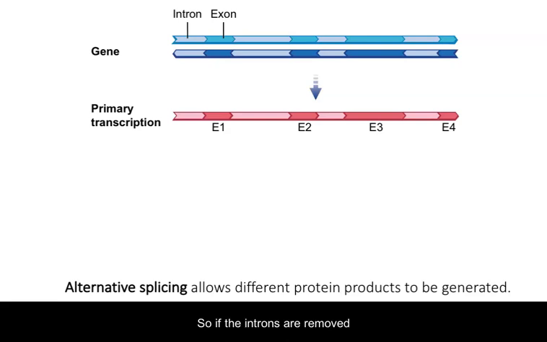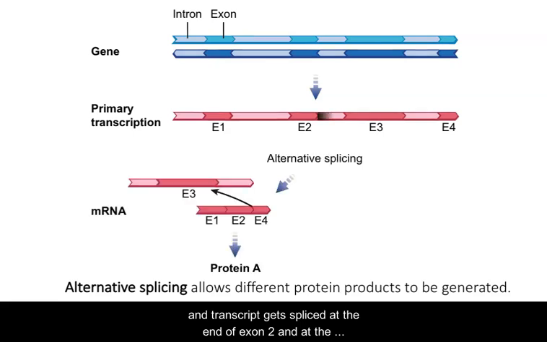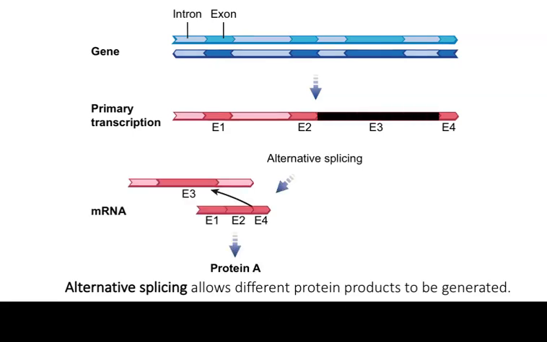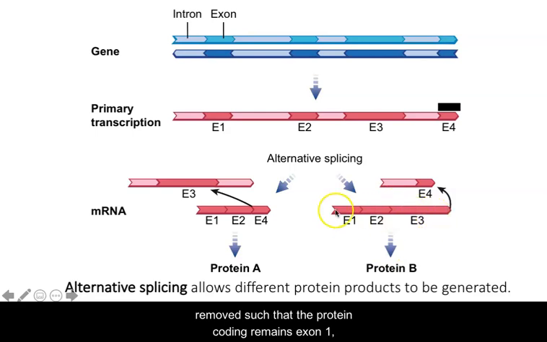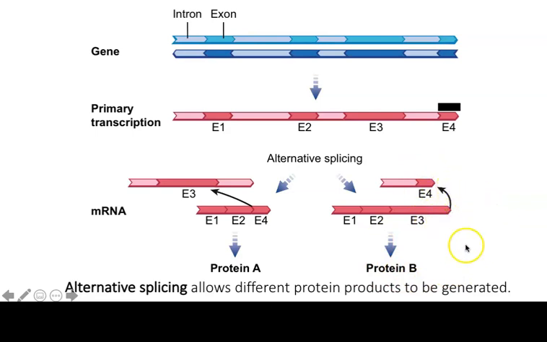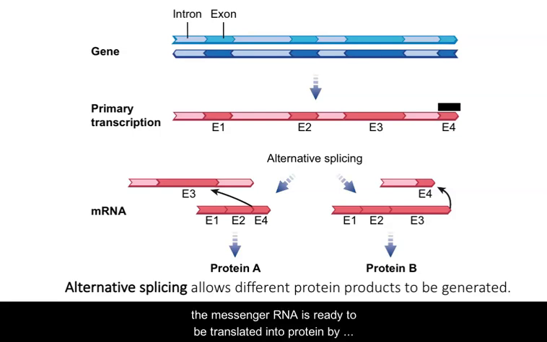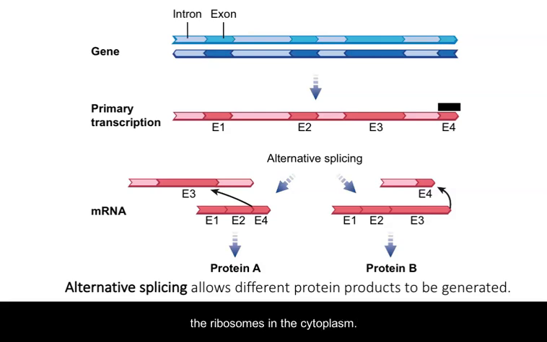So if the introns are removed, but the transcript gets spliced at the end of exon 2 and at the beginning of exon 4, we end up with an mRNA that has a protein coding for exons 1, 2, and 4. Alternatively, if all the introns as well as exon 4 get removed, such that the protein coding remains for exon 1, 2, and 3, we create a different protein because exon 4 isn't on the end of the mRNA. So at this point, the messenger RNA is ready to be translated into protein by the ribosomes in the cytoplasm.